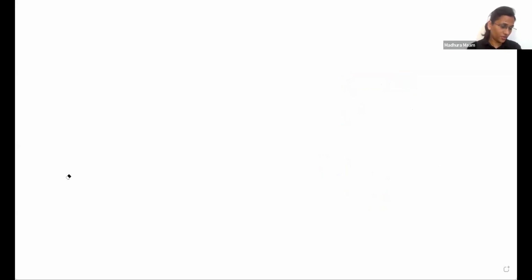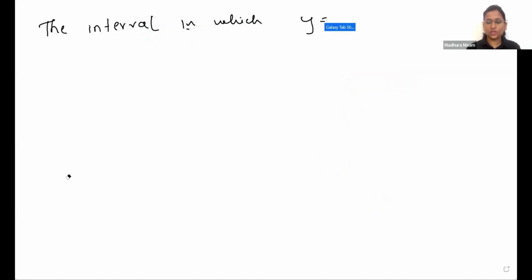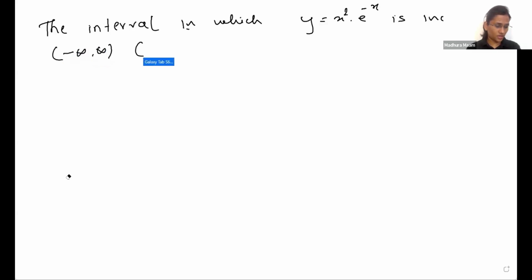Okay, one more I will do. This gets over. In here, this is a multiple choice question. The interval in which the function y equals x square into e to the power minus x is increasing. Okay, it is increasing, and you have got the options. Option A minus infinity to plus infinity, option B minus 2 to 0, option C 2 to infinity, and option D 0 to 2.